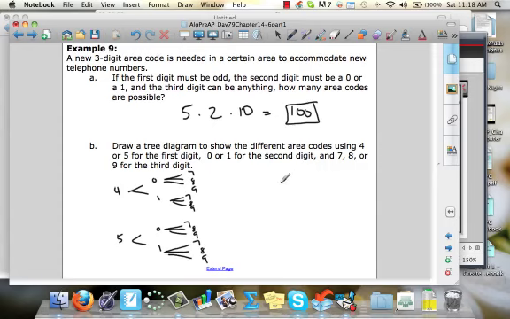Okay, now with this situation, I had 2 choices to begin with. I had 2 choices for the second digit and 3 choices for the third. So that would be a total of 12 choices. And here, as you can see, I have 12 choices listed. 407, 408, 409, 417, 418, 419, 507, 508, 509, and 517, 518, 519. Those are the 12 different choices for my area codes.